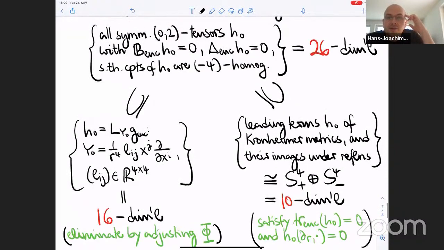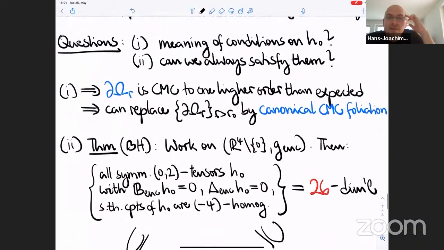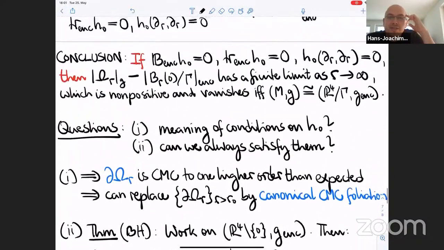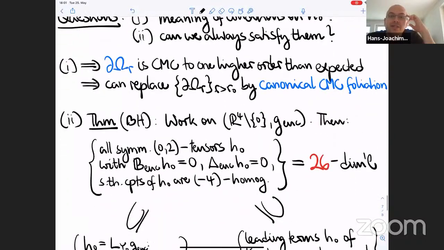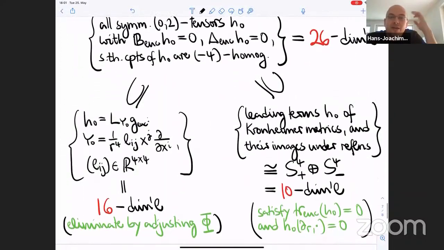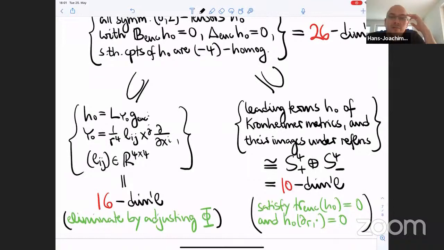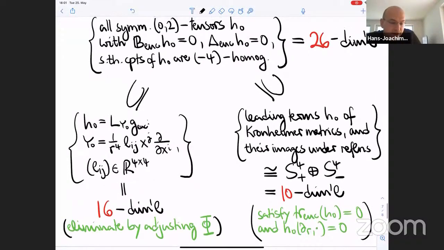That gives me 16 dimensions. There's only 26 in total, and this tells me that these three conditions that make the theorem hold can always be satisfied by gauge fixing, because to leading order, any Ricci-flat ALE space at the end of the day looks like a Kronheimer plus the image of a Kronheimer under reflection. That's the content of this theorem.